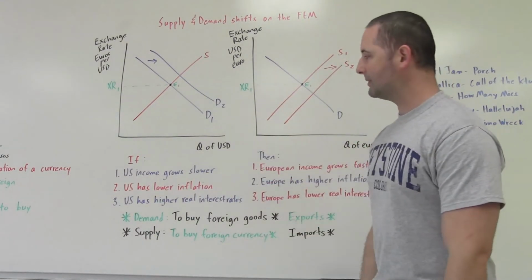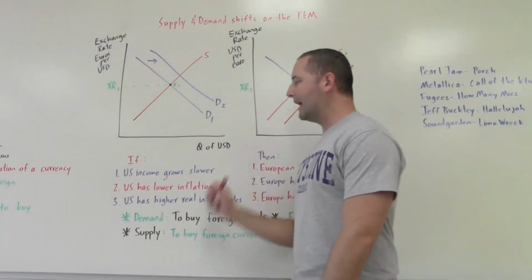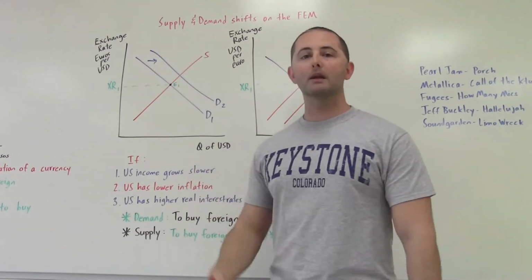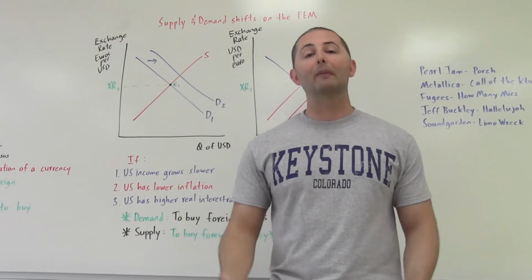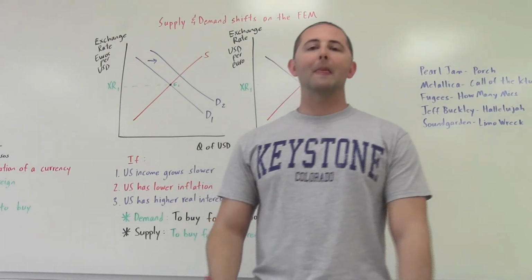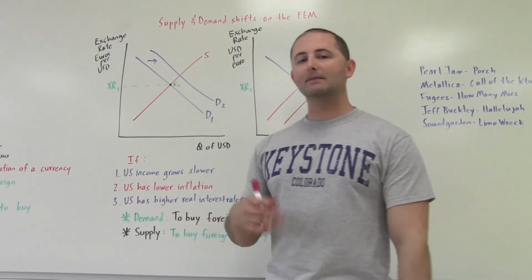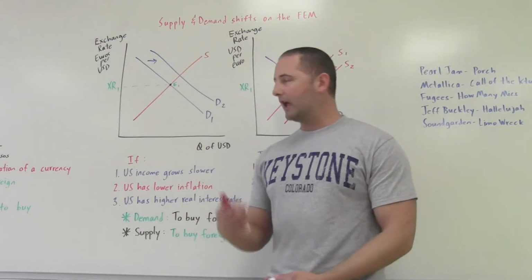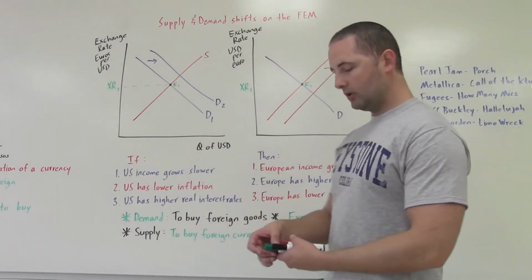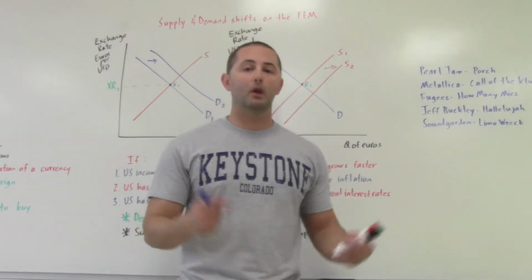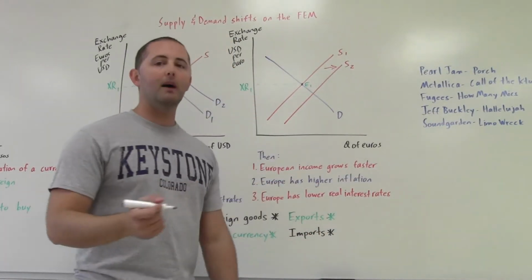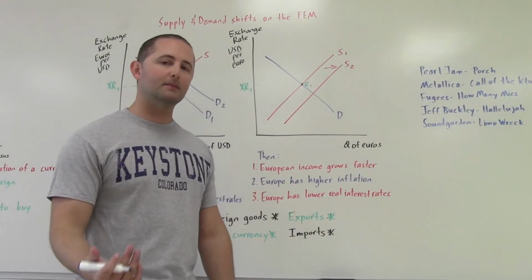Now, what else is happening here? Because this isn't the only thing. If U.S. income is growing slower, that also means not only do Europeans have more money, it means we have less money. So we have less money for imports. If we have less money for imports, that means we are not going to buy as many European things. If we aren't buying as many European things, do we need as many euros? And hopefully you're with me now and seeing the logic is pretty clear here. If we don't need to buy as many European things, we do not need as many euros.